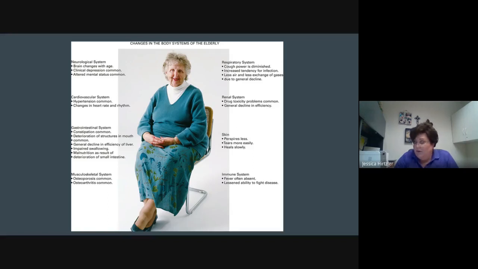Okay, a little bump may cause a skin tear because it's so thin. They can't regulate their body temperature as they once could, so therefore they are prone to environmental emergencies. Hypothermia, hyperthermia. They can't take the heat like they once did. They can't take the cold like they once did.